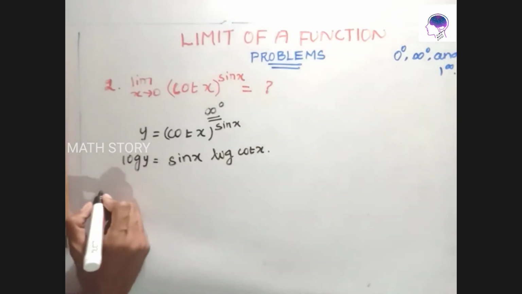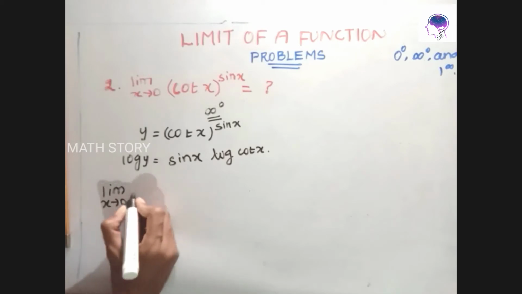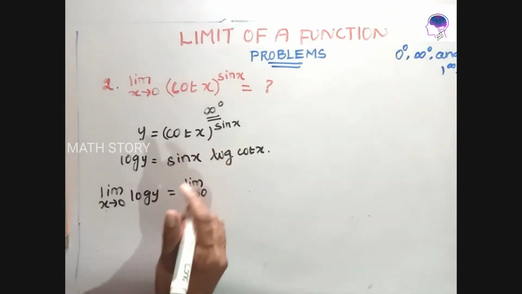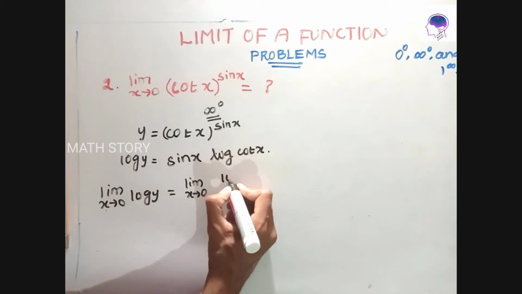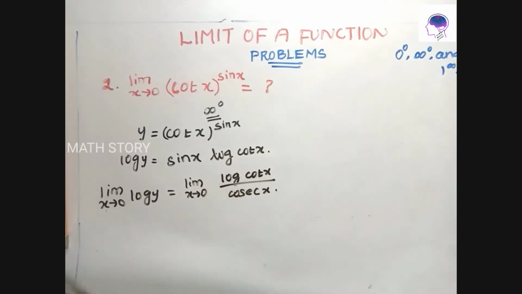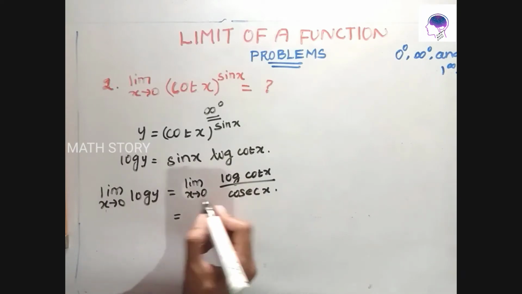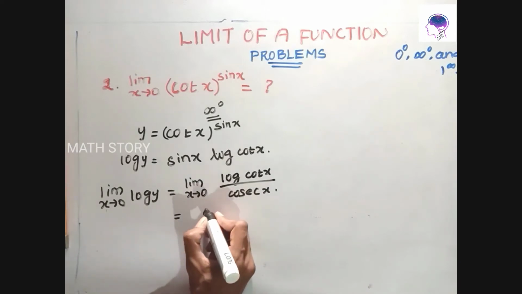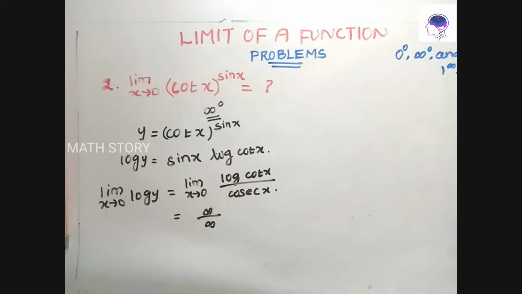Okay, now let us apply the limit on both sides. Limit x tends to 0 log y, we get limit x tends to 0, and I'll rewrite this as log cot x divided by cosecant x, right? Now applying the limit directly, we know that cot x goes to infinity, so log cot x goes to infinity, and cosecant x also goes to infinity, right? Which means infinity divided by infinity form, we can use the L'Hospital rule here.